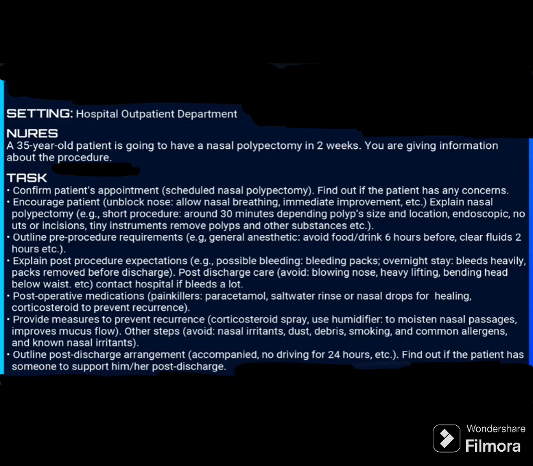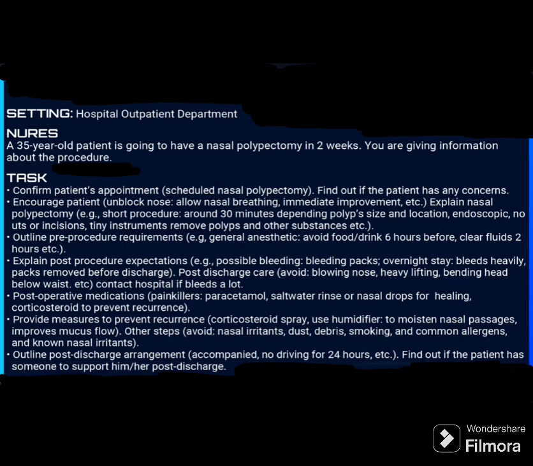Today I came with a candidate cue card. This card actually appeared for the recent exam. The content is nasal polypectomy, and the patient is scheduled for the procedure within 2 weeks and you are giving information about the procedure.